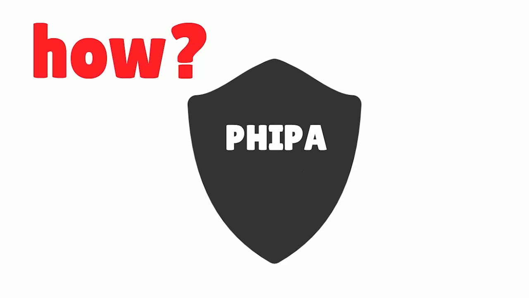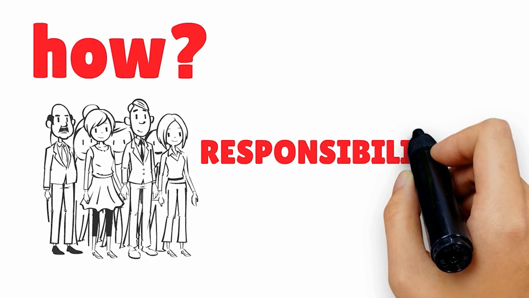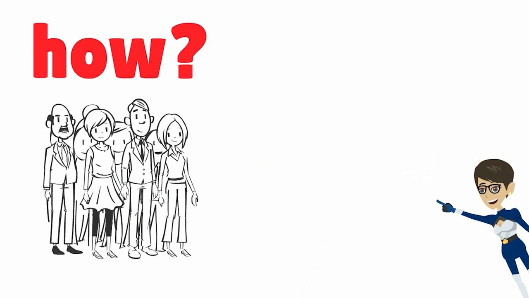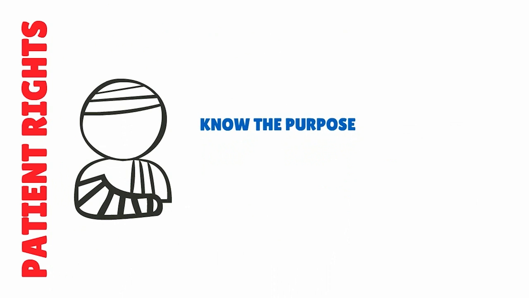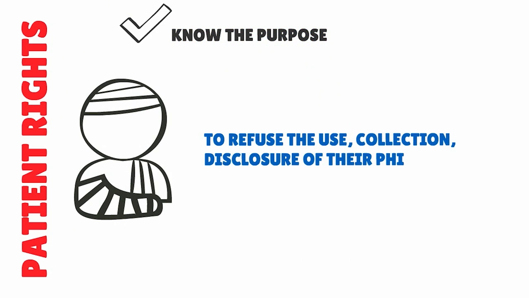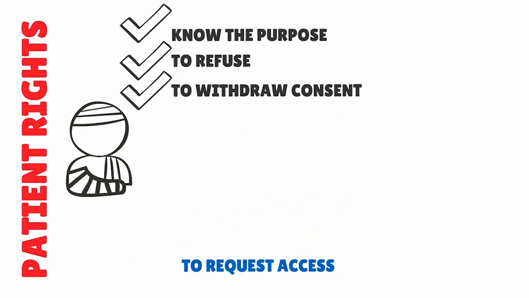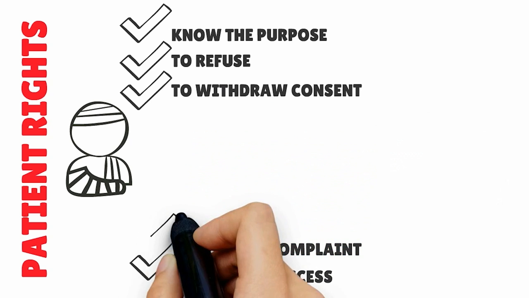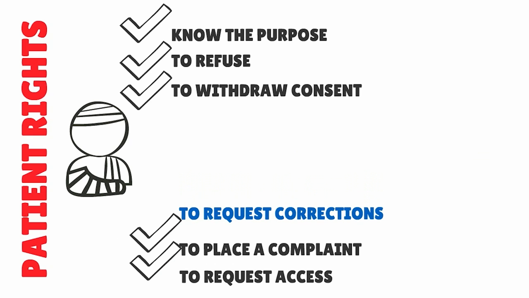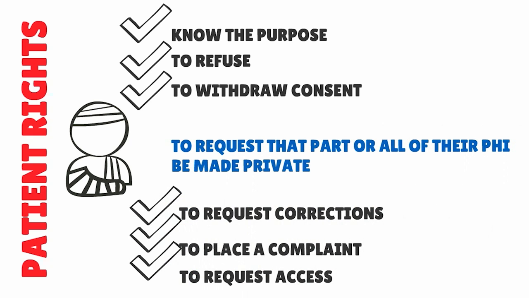And now for how. PHIPA protects personal health information by upholding the patient's rights and ensuring the responsibilities of the players are met. Psst, that's you. Patients have the right to know the purpose for the collection, use, and disclosure of their PHI, to refuse the collection, use, or disclosure of their PHI, to withdraw consent, to request access to their PHI, to place a complaint with the Information and Privacy Commissioner about any breach of PHIPA, to request corrections to their PHI, and lastly, to request that part or all of their PHI be made private.